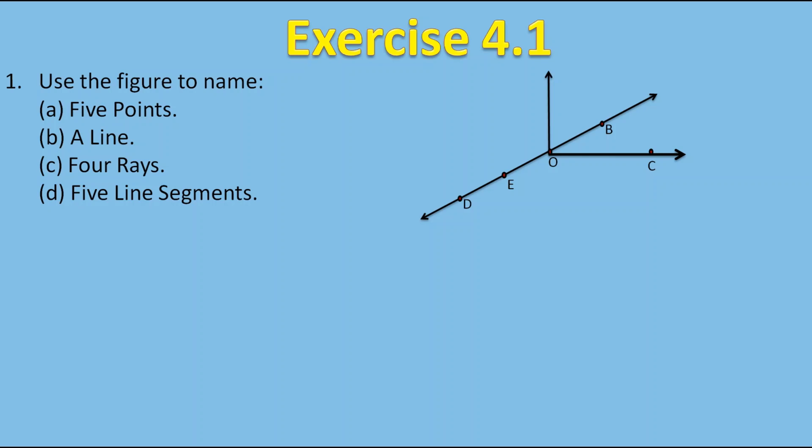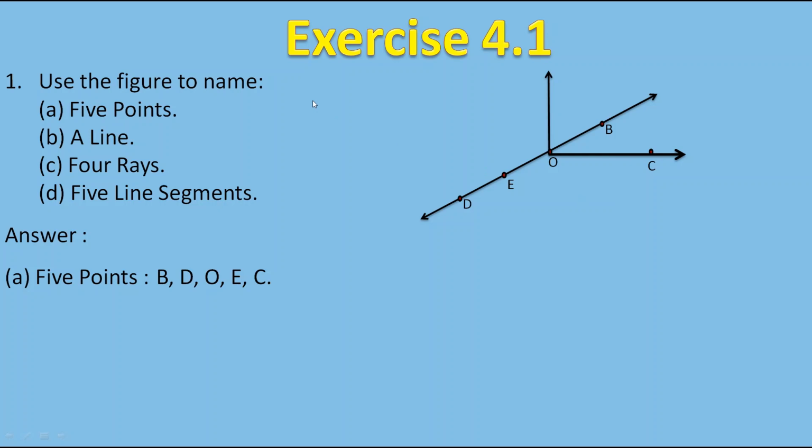So the first is 5 points. When you watch this figure, you will see there are points which have names given. So we have to directly write these letters. The 5 points are B, D, O, E, C. These are the 5 points present on this figure.